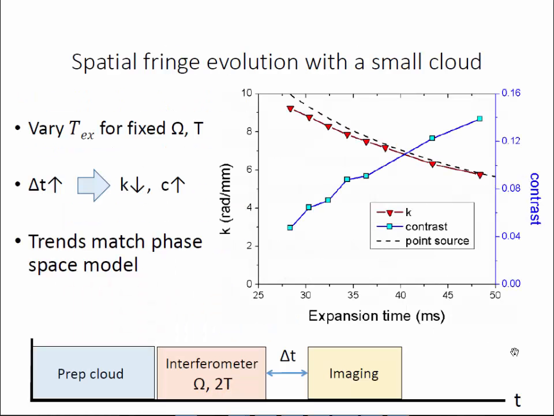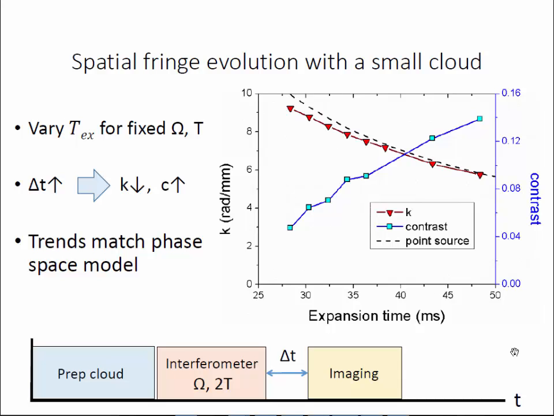Now I'd like to tell you about some of the experiments we've done to test our understanding of this picture. The first experiment I want to describe is what happens when you keep the interferometer parameters the same. You have the same interaction time and the same rotation rate, but you vary the total expansion time of the cloud. Basically, all I'm doing is adding time delays between the interferometer and the imaging stages of my experiment. And as you do that, you can see a few interesting things happen.